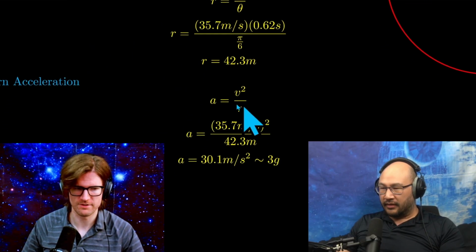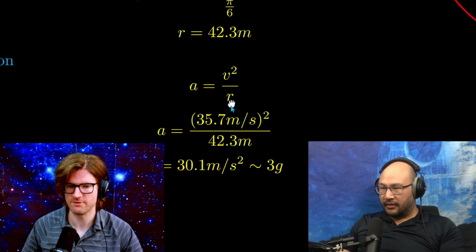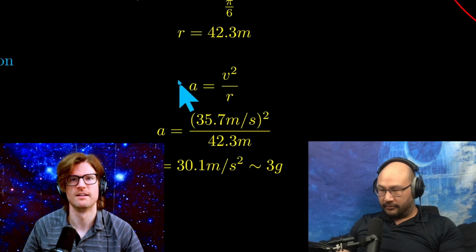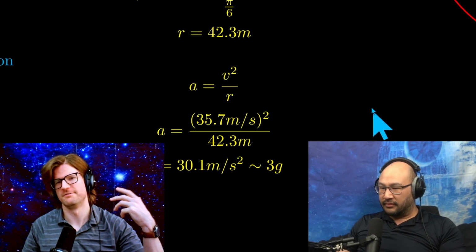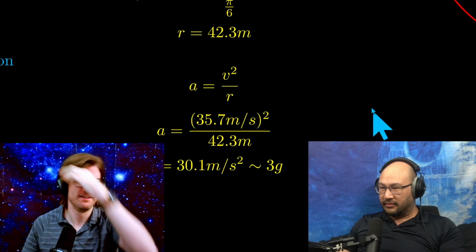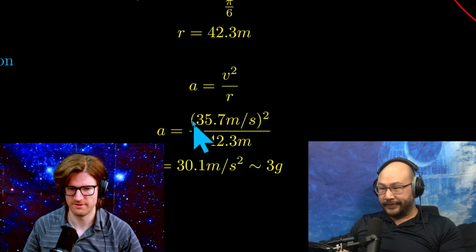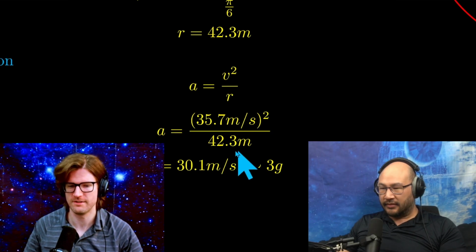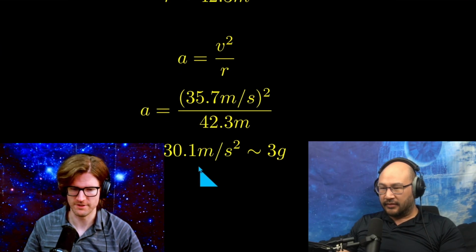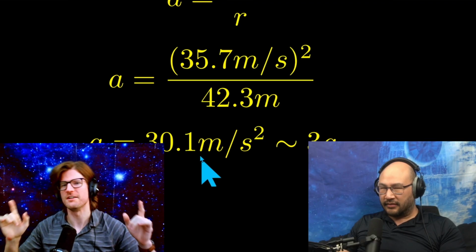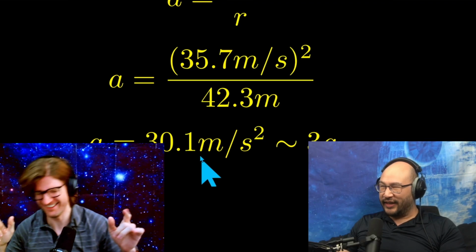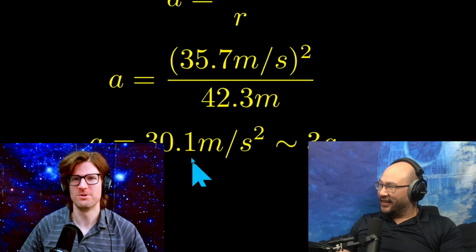And then we can put it all together for the turn acceleration, which is v squared over r for circular motion. Gosh, the physics of this, we just have to pull this equation from a book. So we got 36 meters per second squared, that's the v we estimated, divided by the radius. Gives us 30 meters per second squared, or 3g laterally. 3G turn.